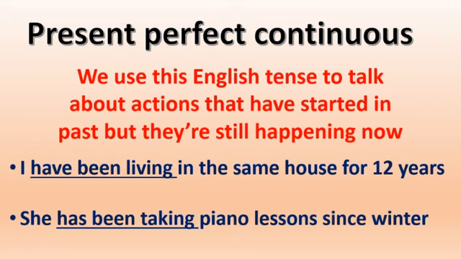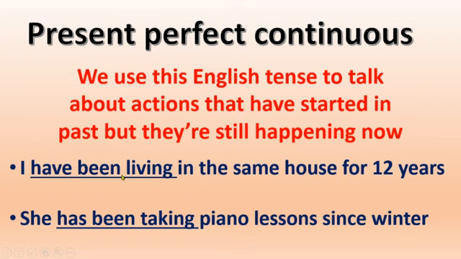Okay, today I'm going to explain to you what the present perfect continuous is. First of all, you need to know that we use this English tense to talk about actions that have started in the past, but they are still happening now. So, in other words, things that you start in the past and you continue doing.